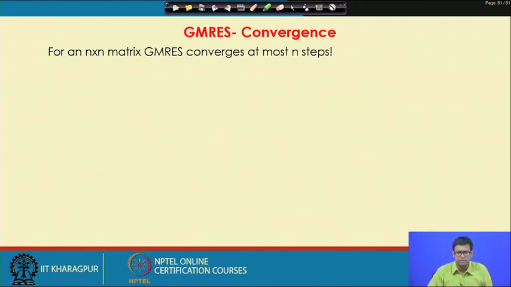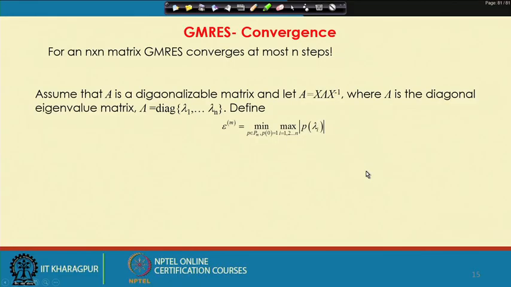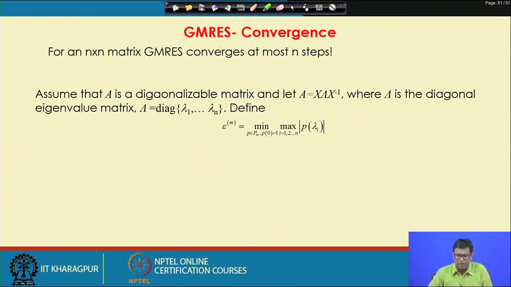For an n into n matrix, GMRES converges in at most n steps; m cannot be more than n, and in m steps it must converge. Assume that A is a diagonalizable matrix and let A equal X lambda X inverse, where lambda is the eigenvalue matrix, all the diagonals of lambda are the different eigenvalues of A, and epsilon to the power m is defined as a polynomial of lambda with different values of lambda.